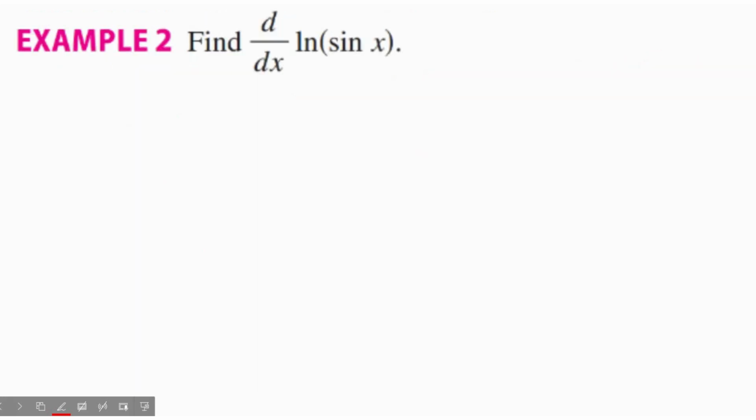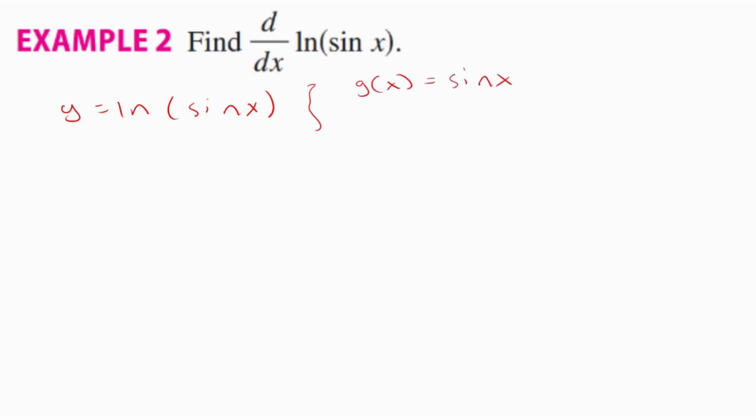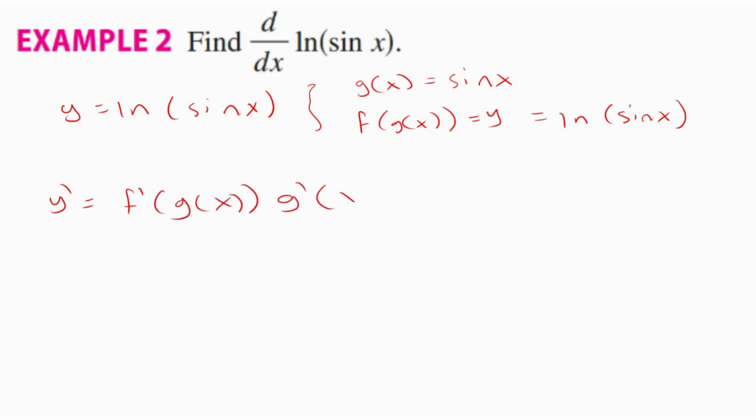Let's have a look at this example. Here we have to find the derivative of ln of sine of x. So we can say that y is ln sine of x. As in the previous example, we might consider this as a composite function, and then we differentiate it using the chain rule. So we might consider g of x to be sine of x, and f at g of x is the y, which is ln at sine of x. So to find y prime, we know it will be f prime at g of x multiplied by g prime of x. So this is using the chain rule method.